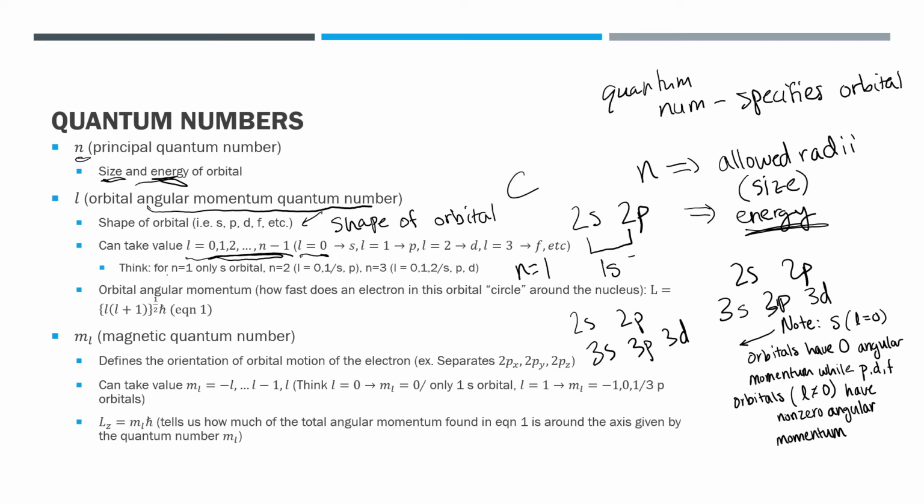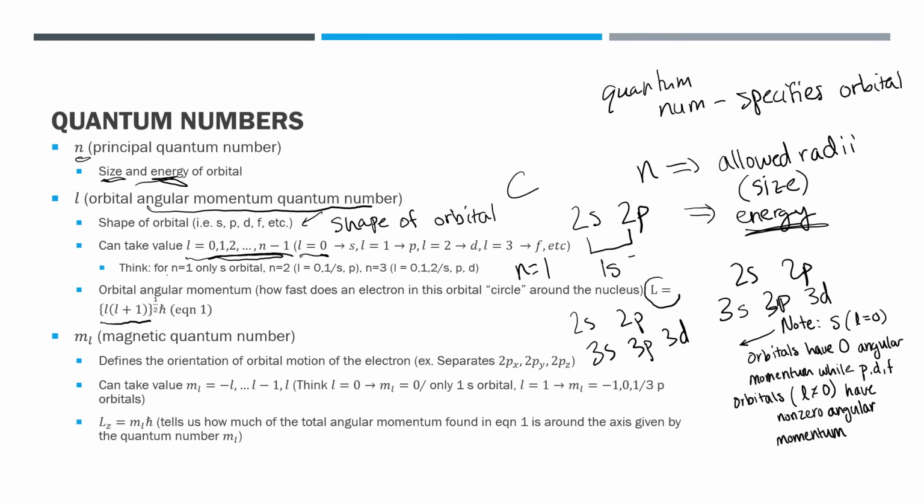Orbital angular momentum. So what does L tell us? L is supposed to tell us about the angular momentum. We can actually calculate the orbital angular momentum using the L quantum number. Orbital angular momentum basically means how fast an electron in this orbital circles around the nucleus. So L, our orbital angular momentum, is equal to the square root of L times L plus 1, multiplied by the reduced Planck's constant. This is not really important to memorize, but it's really good for intuition.